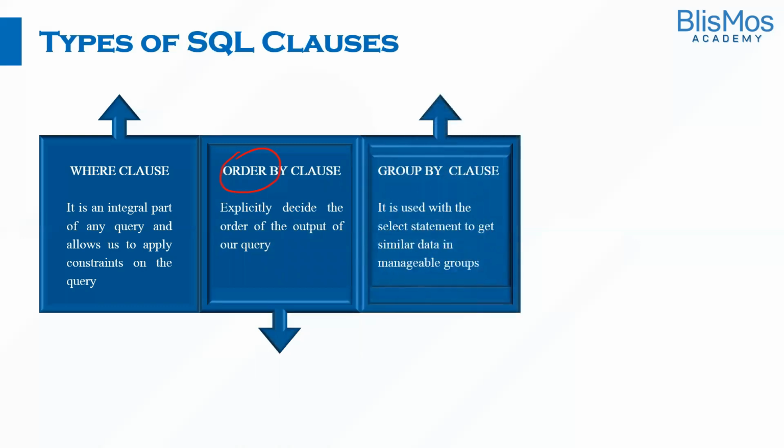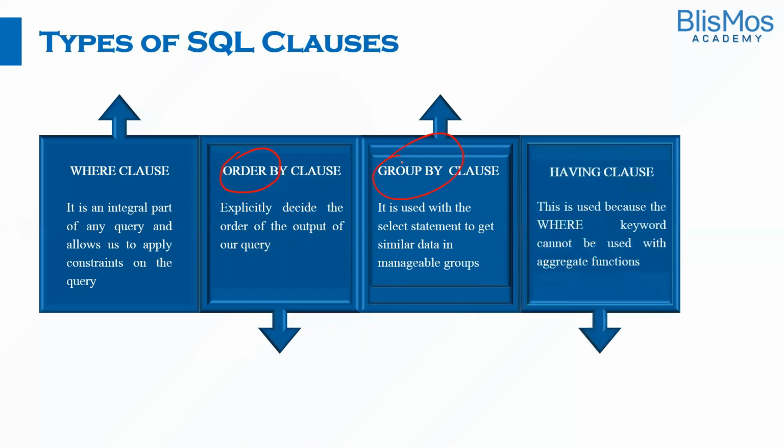And we do have the GROUP BY clause. So within the group, you may have different regions, you may have different ages. So if you want to group the data and see how it is behaving, then we can use the GROUP BY clause. What happens is we will not be able to use the WHERE clause as a part of the aggregate functions. That is when we use the HAVING clause.